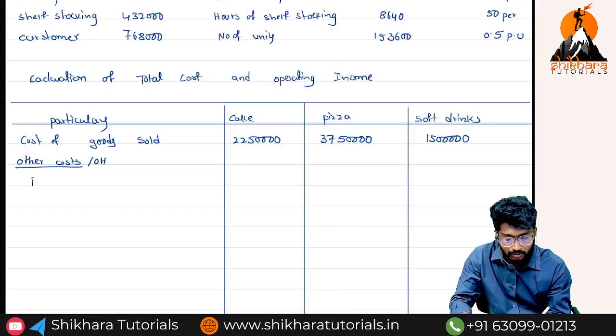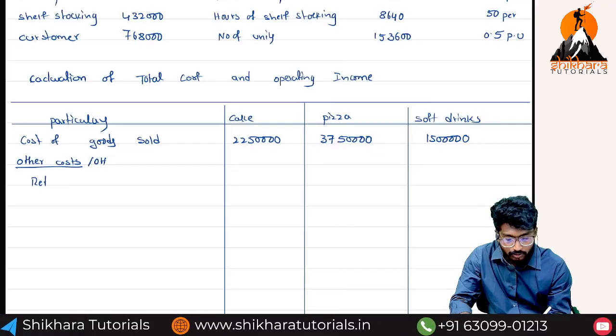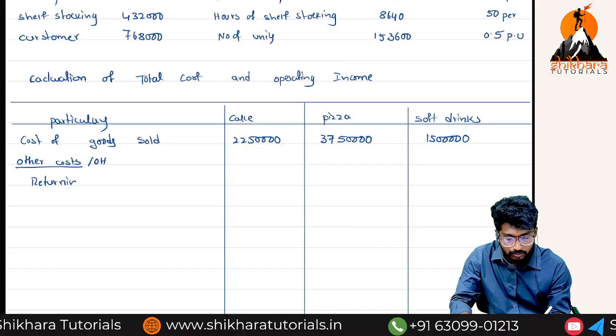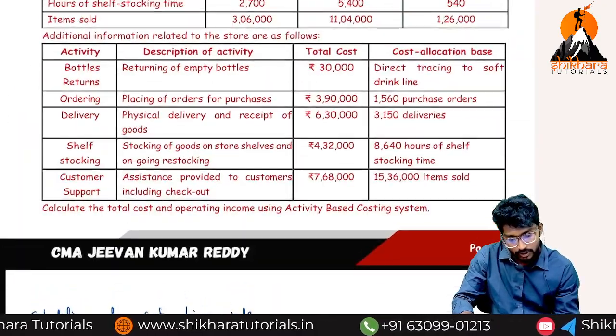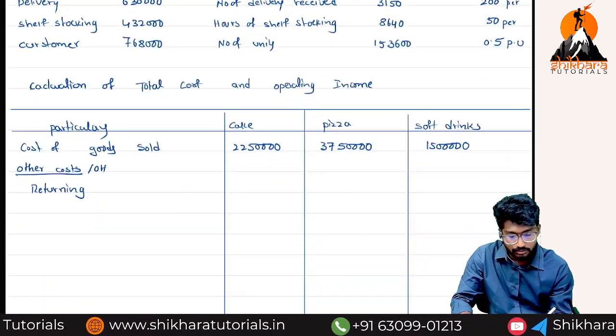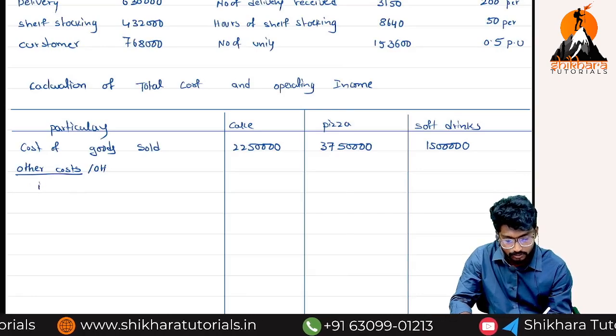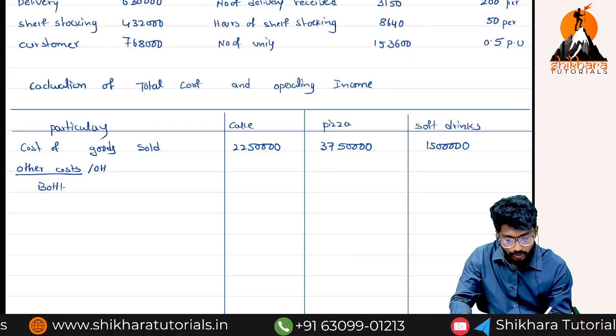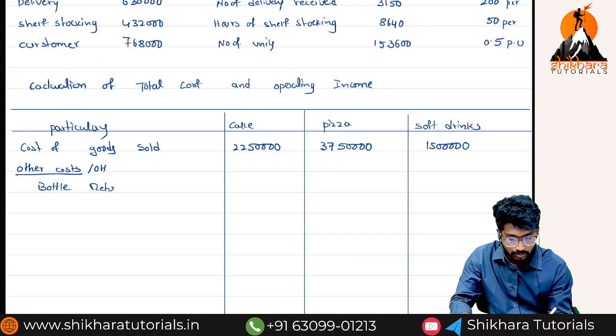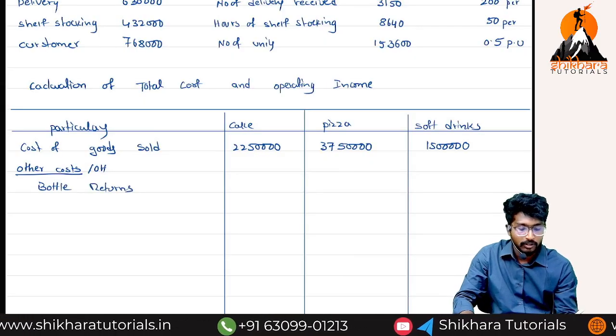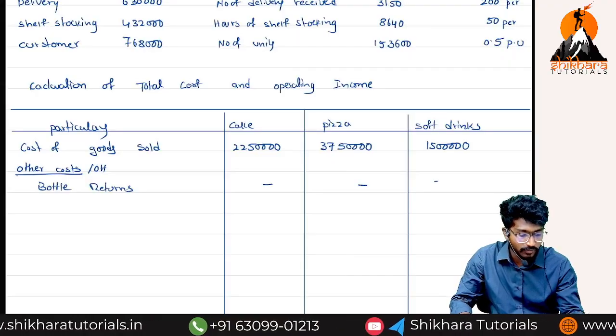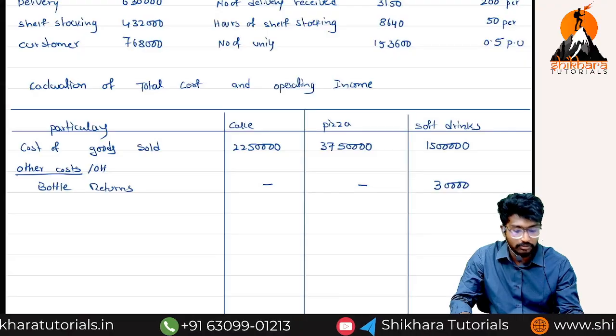First one is bottle returns. Bottle returns. It is only for whom? Soft drinks. That is 30,000.